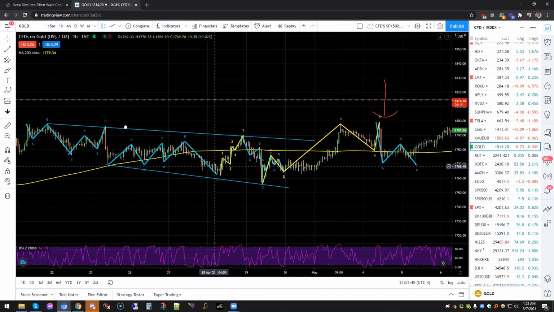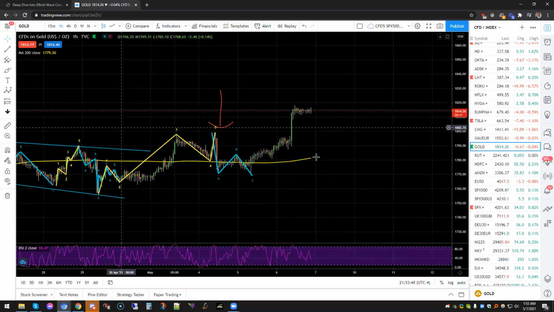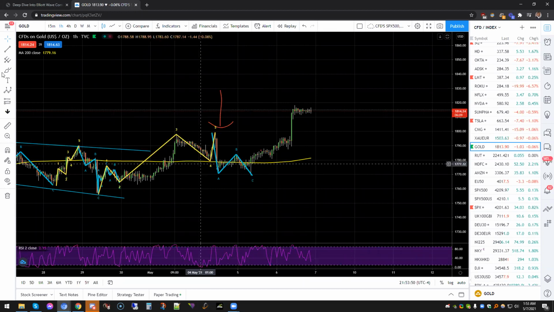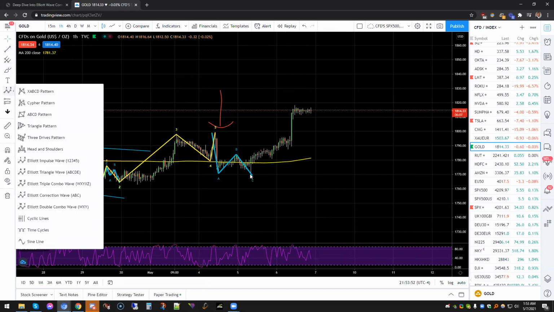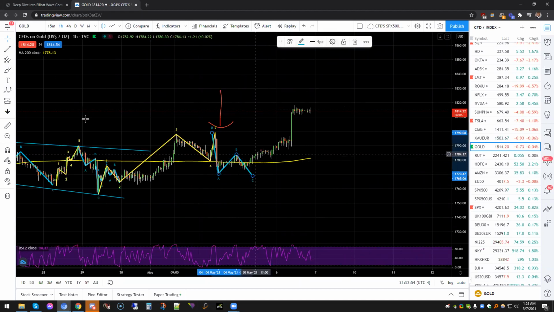If we look at this chart, we can map this out really well. So if we look at this, we can say this is one.